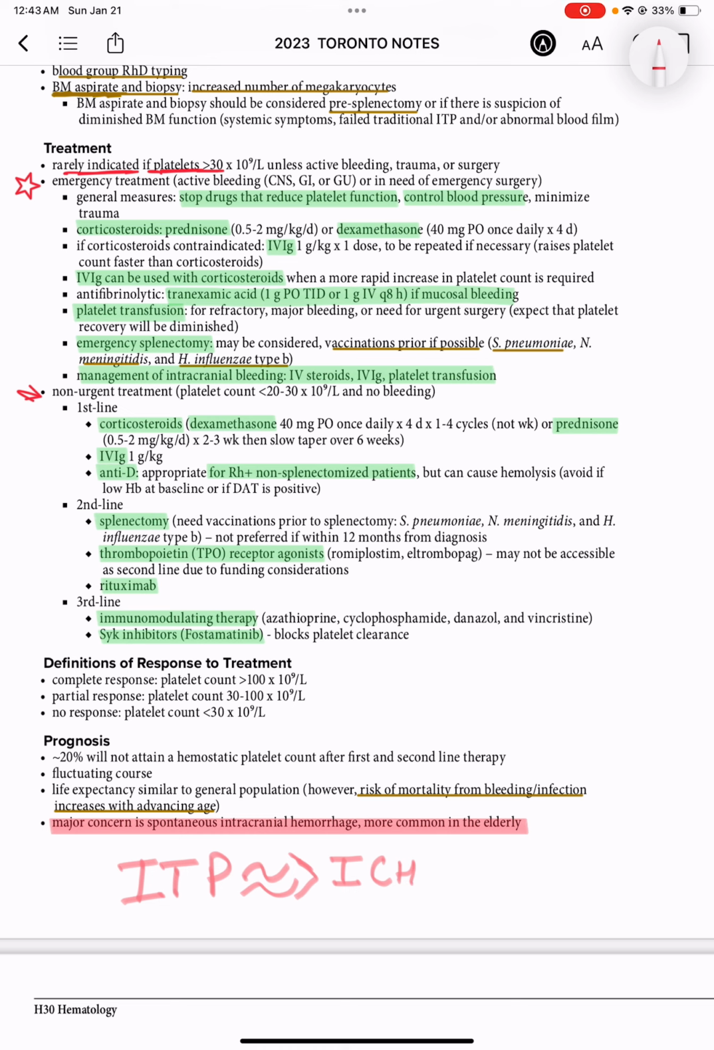So corticosteroids like dexamethasone and IV immunoglobulin can be given together for a rapid increase in the platelet count. We can give both of them together too. An antifibrinolytic, which could be aminocaproic acid or tranexamic acid, can also be used to control some kind of mucosal bleeding. We'll see tranexamic acid in almost all the bleeding disorders, because of what it does.